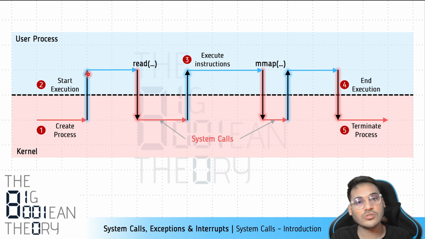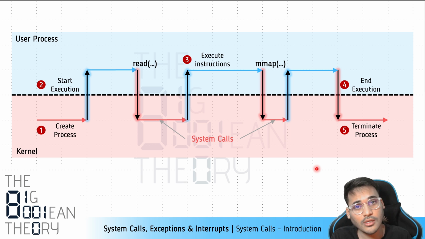The execution proceeds until the final request from the user process to terminate the process. That is also a system call, right? This transition that you see here, the user process is making a request to terminate itself. That again is a system call, right? So this was how the basic execution goes.